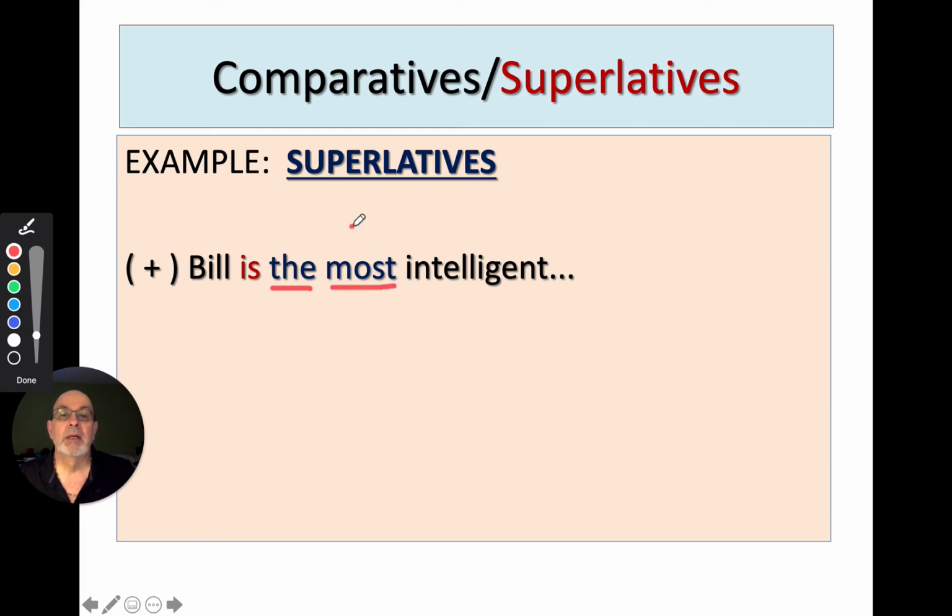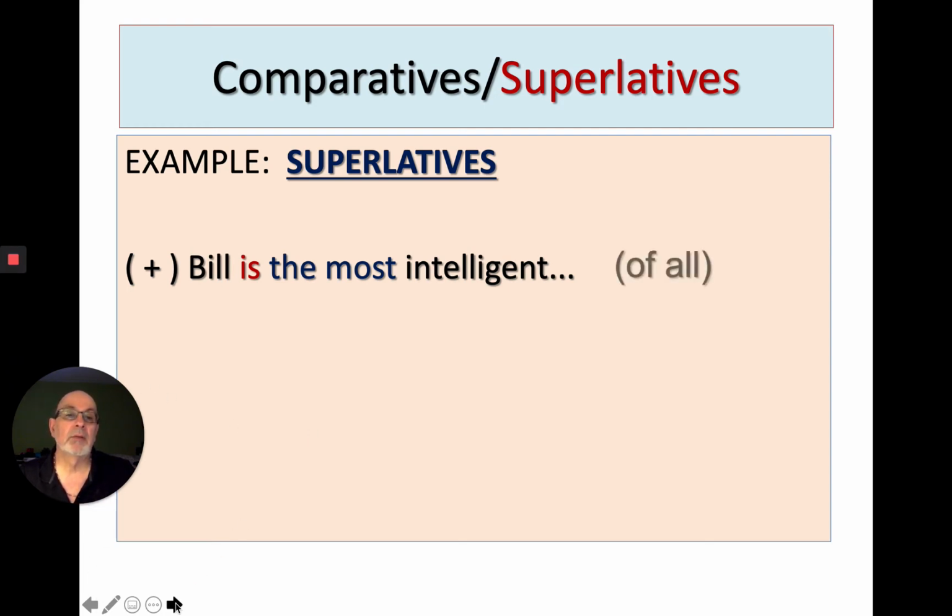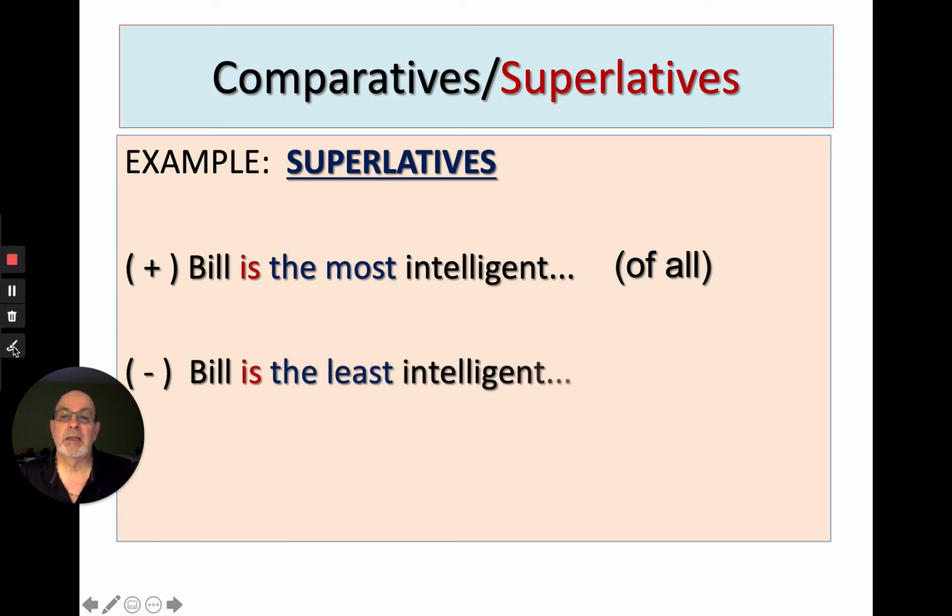Okay, now the form is generally est. You're going to see that when I do the shortcut, but the E caused a problem, so sometimes we change it to OST. The most intelligent. So if you speak French, le plus intelligent. So I don't have to, but I can tell you the group by saying of all, but I don't have to. Okay? Now, minus. Bill is the least intelligent.